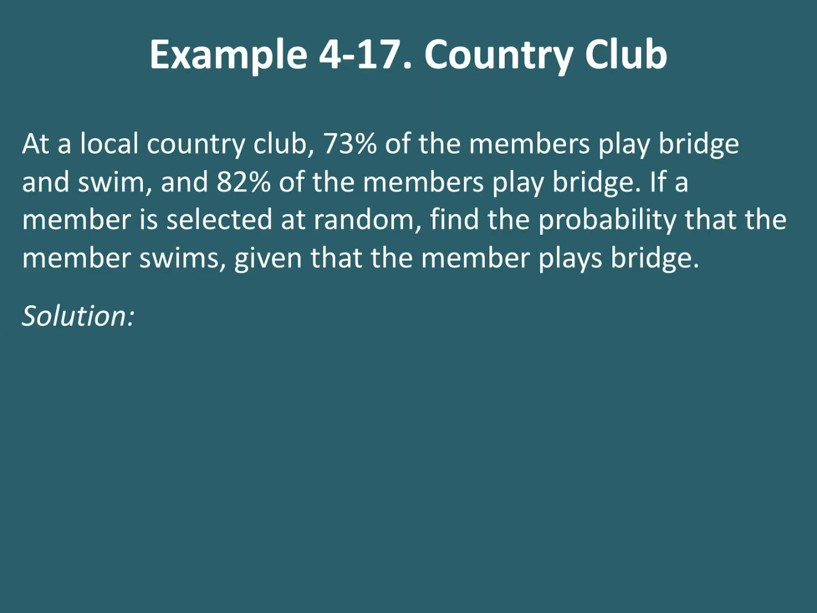At a local country club, 73% of the members play bridge and swim. 82% of the members play bridge. If a member is selected at random, find the probability that the member swims, again, given that the member plays bridge.